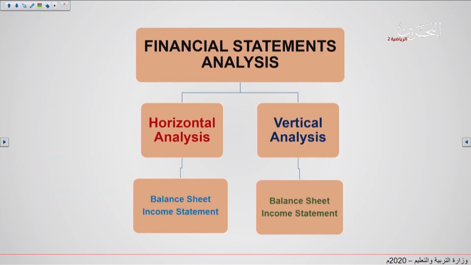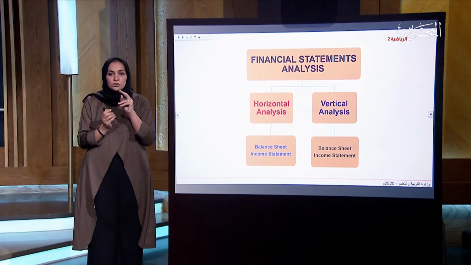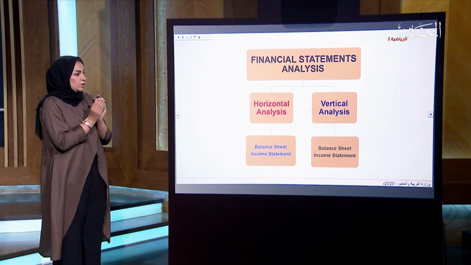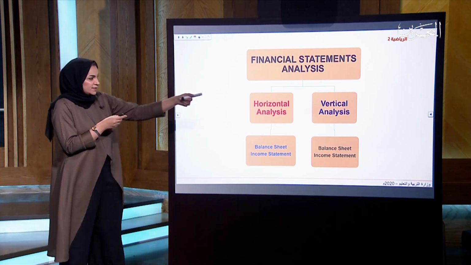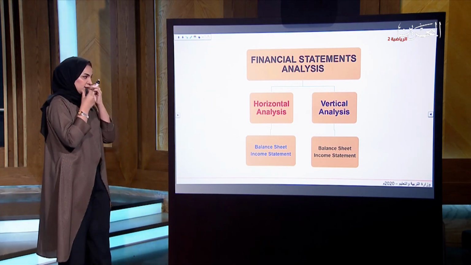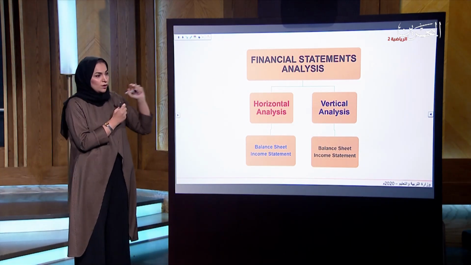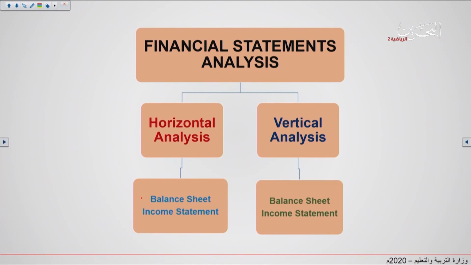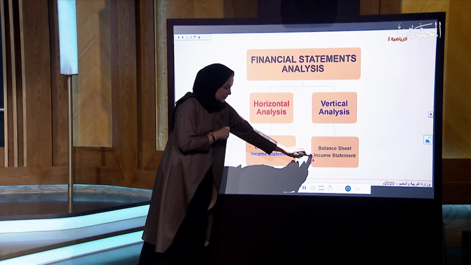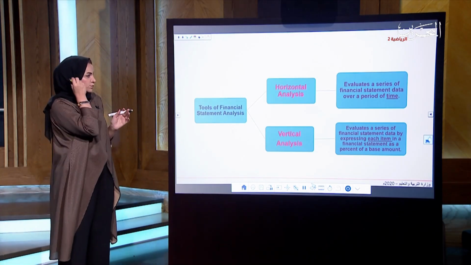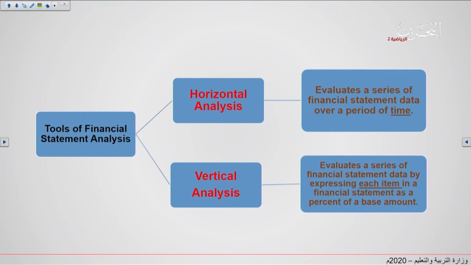Okay, in financial statement analysis, I have 2 tools or methods. First method is horizontal analysis. We will learn it today. Vertical analysis, we will explain it in the next lesson. Okay, both tools or both methods, we will apply them on balance sheet and income statements. As we said, the tools are horizontal analysis and vertical analysis.